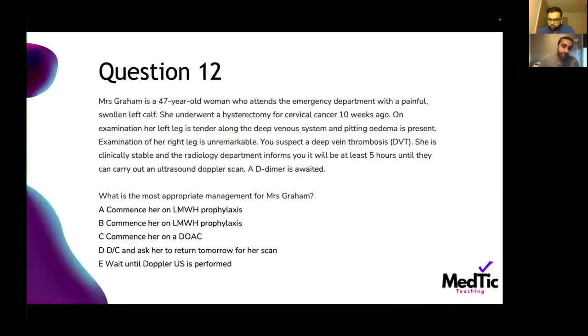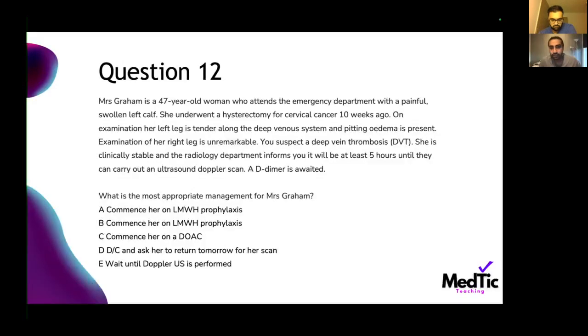Question 12. This is a common question. Mrs. Graham, a 47-year-old female, attends A&E with a painful, swollen left calf. She had a hysterectomy for cervical cancer 10 weeks ago. On examination, her left leg is tender along the deep venous system and pitting edema is present. Examination of the right leg is unremarkable. You suspect a DVT. She's clinically stable, and the radiology department informs you it will be at least 5 hours until they can carry out a Doppler ultrasound. A D-dimer is awaited. What is the most appropriate management now?